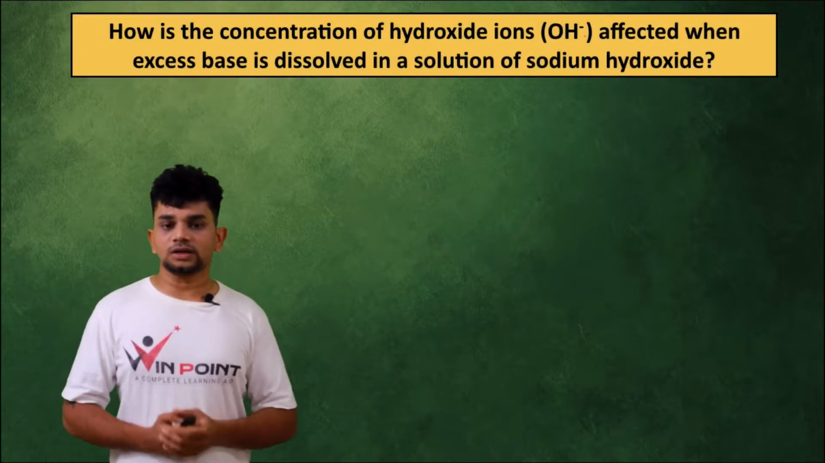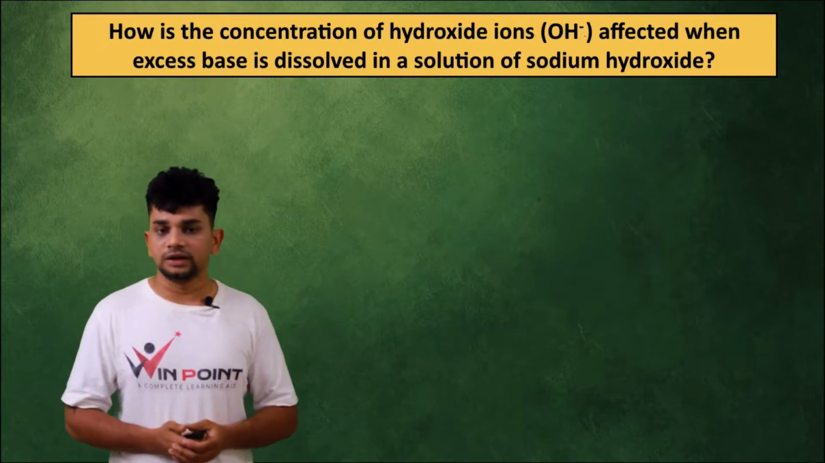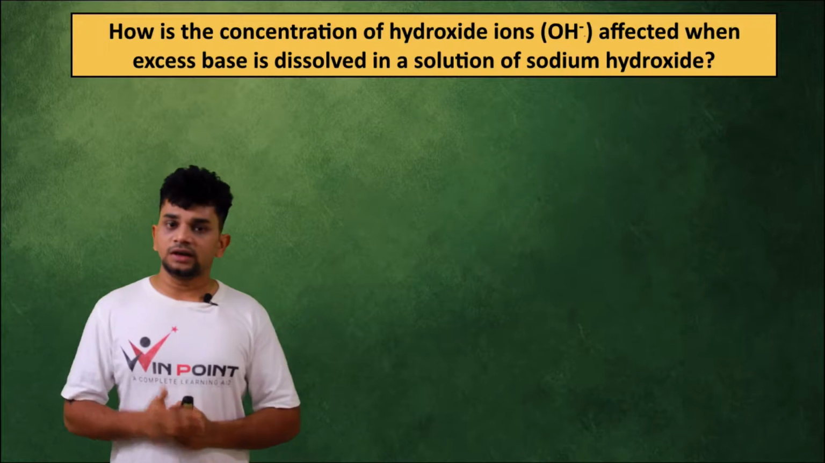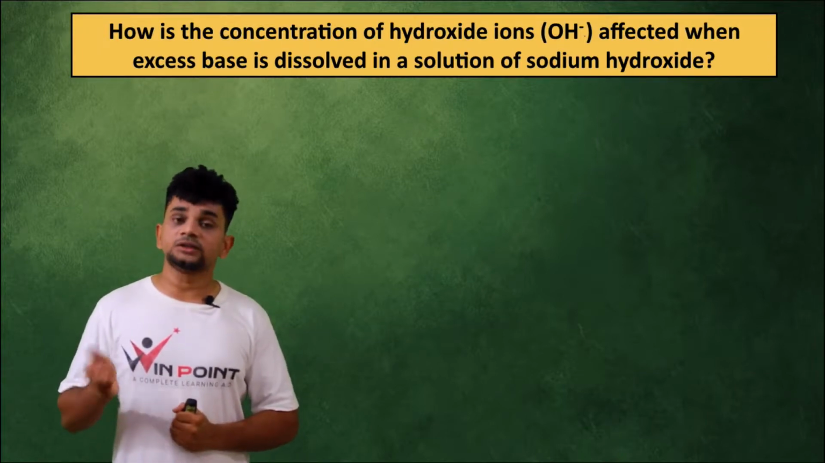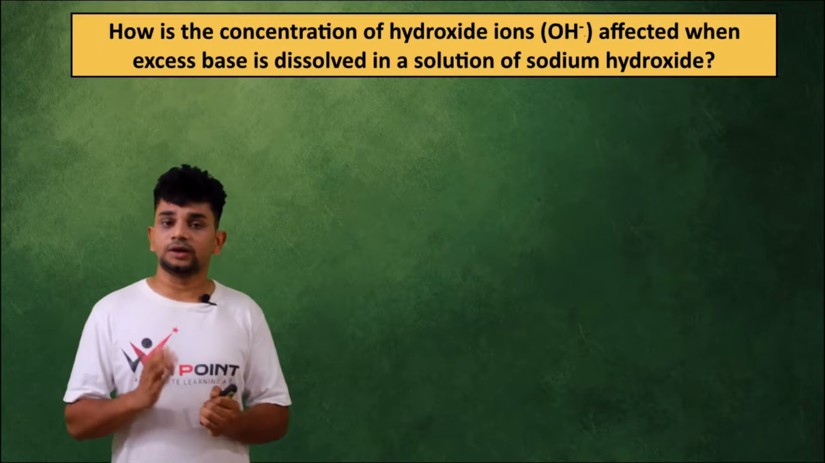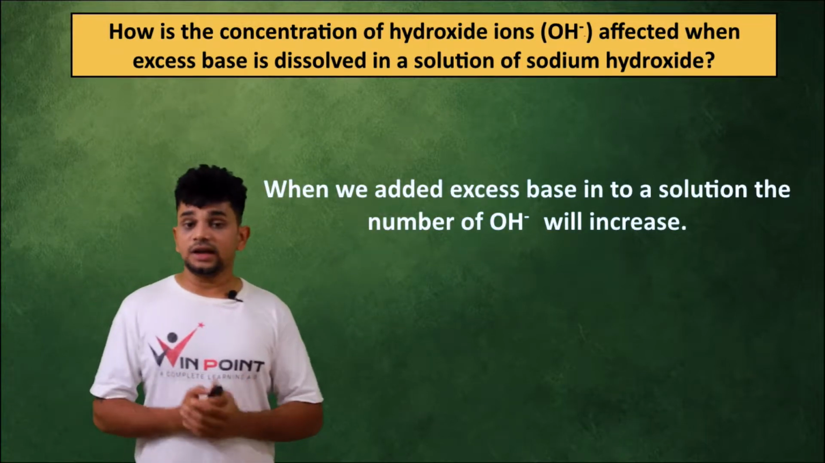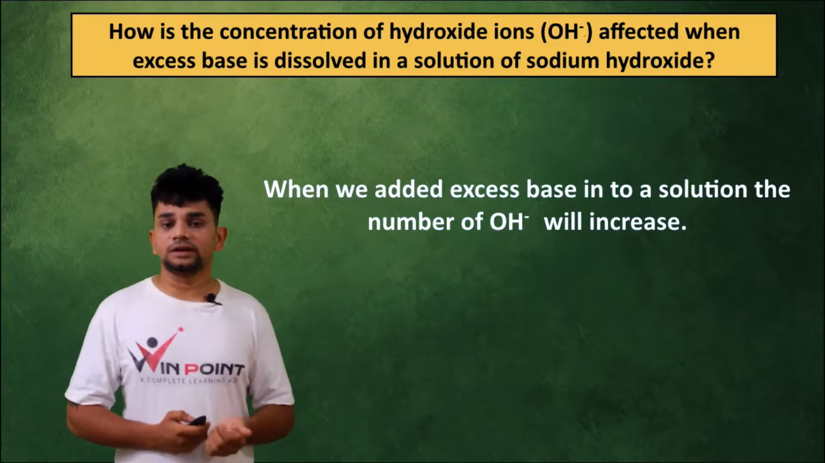How is the concentration of hydroxide ion affected when excess base is dissolved in a solution of sodium hydroxide? Sodium hydroxide is a base and it has OH minus ions. When we add base to it, the number of OH minus ions will increase. The basicity will increase. When we add excess base into a solution, the number of OH minus ions will increase.